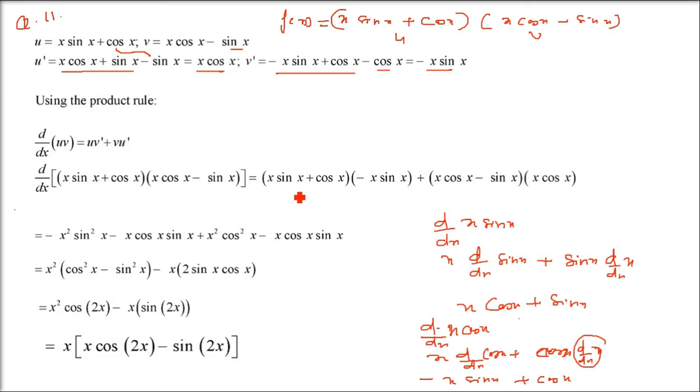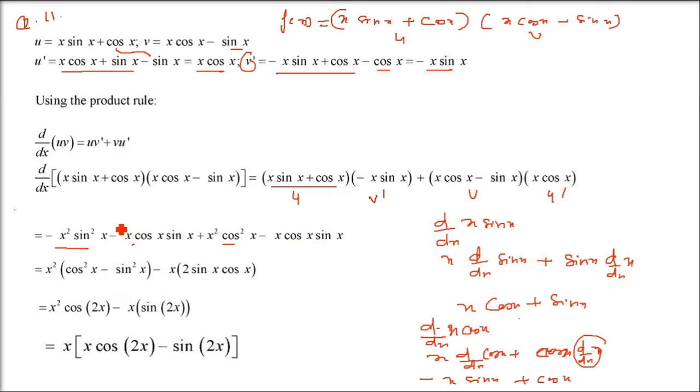So we do it like this. This is u, this is v dash, this is v, and this is u dash. Now multiply this properly. x sin x and minus x sin x gives minus x square sin square x. x sin x and cos x minus x sin x gives minus x cos x sin x. x cos x and x cos x gives x square cos square x. And minus sin x and x cos x gives minus x cos x sin x.